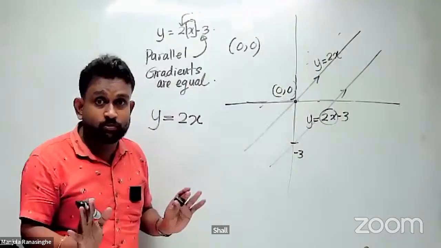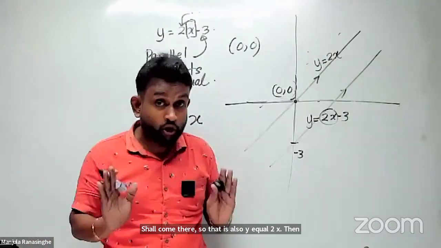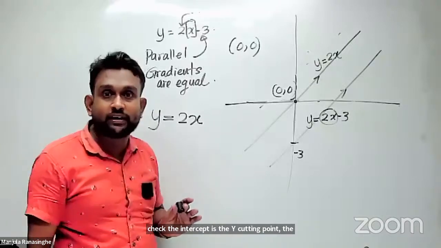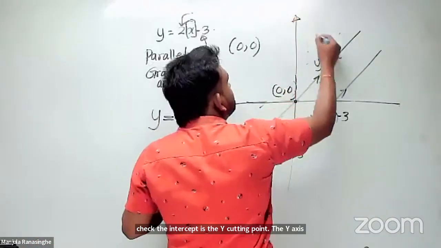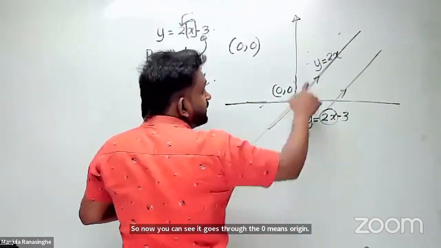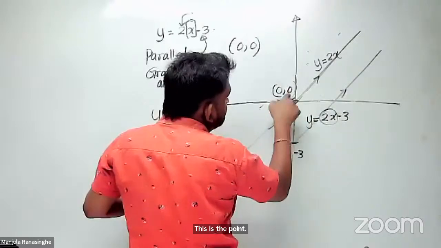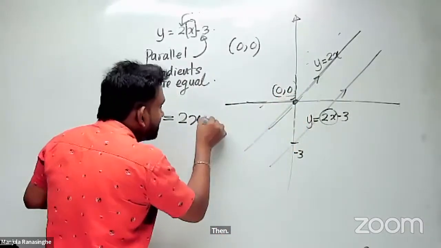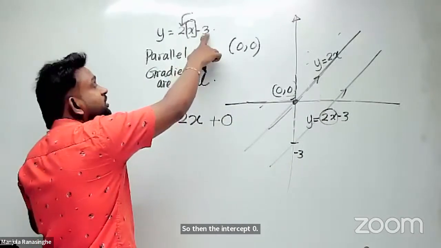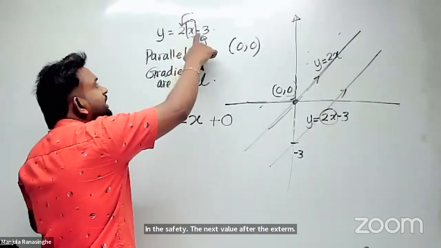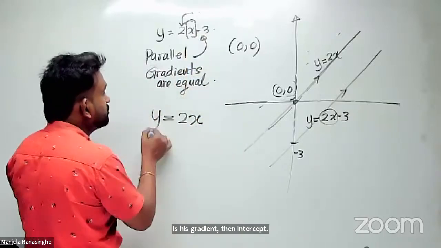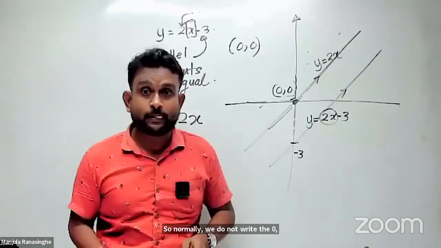Then check the intercept. The intercept is the y cutting point, where the graph cuts the y-axis. Now you can see it goes through (0, 0), the origin. This is the point. Then it cuts the y-axis at 0, so the intercept is 0. The intercept is the next value after the x term: this is gradient, x, then intercept. Normally we do not write the 0. Then what is the equation? y equals 2x. Understood?